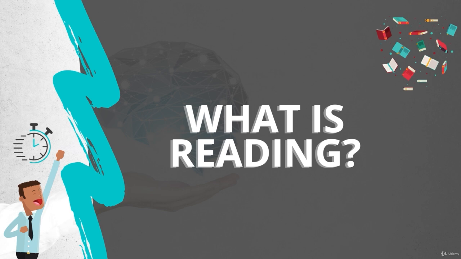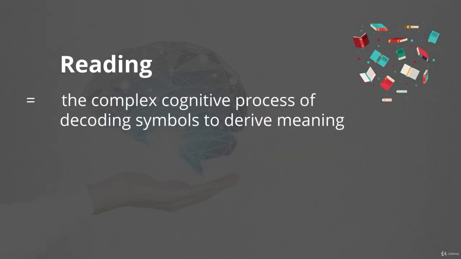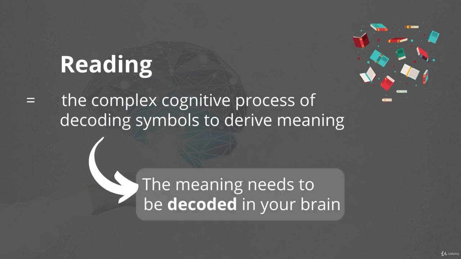When you look for a definition, you'll often find something like: reading is a complex cognitive process of decoding symbols to derive meaning. That means that reading doesn't happen on the page that you read or the device that you read from, but it happens in your brain, because the meaning needs to be decoded in your brain first. That's why the same text can have a different meaning depending on the person who's reading it. Different persons can interpret the same text differently, and that often has to do with their previous knowledge and ideals.